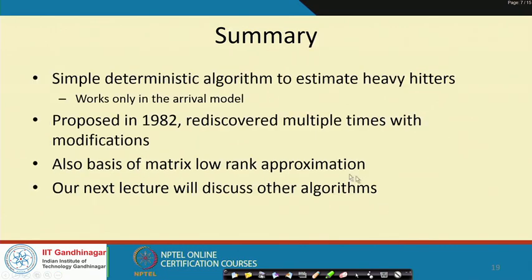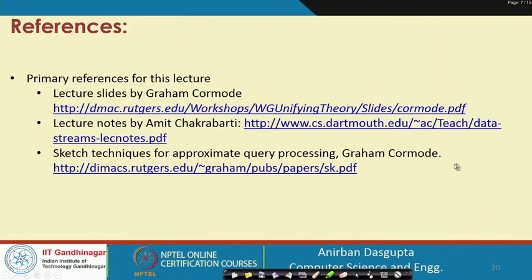Just to summarize, in this lecture we gave you a simple deterministic algorithm to estimate heavy hitters. This however works only in the arrival model. This was proposed in 1982, rediscovered multiple times with modifications. Very interestingly, this algorithm also forms the basis of some recent work on matrix low rank approximation in the streaming setting. In our next lecture, we will discuss a bunch of other algorithms.